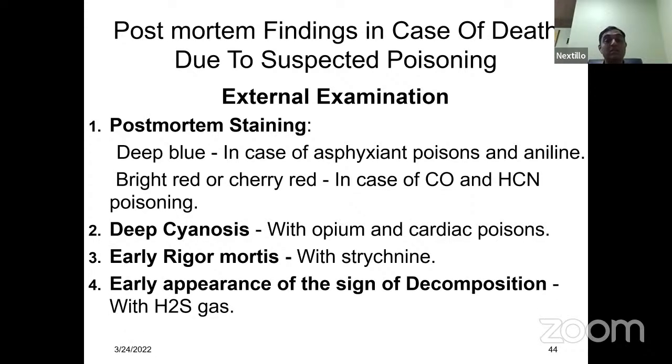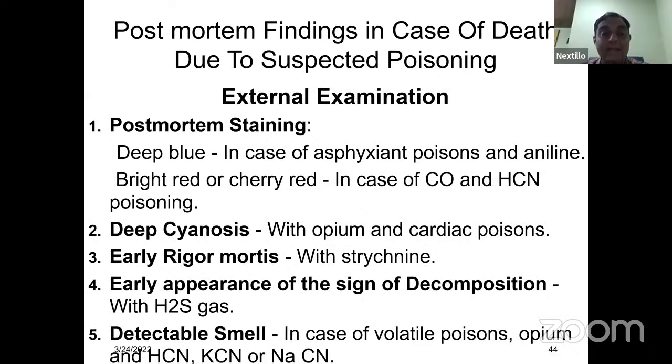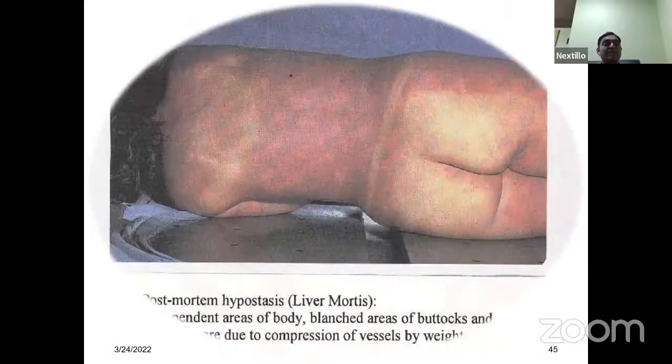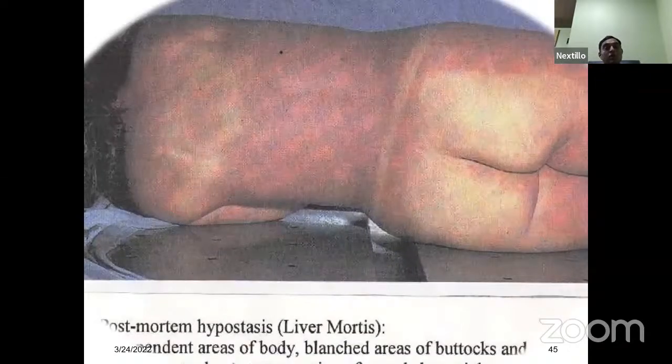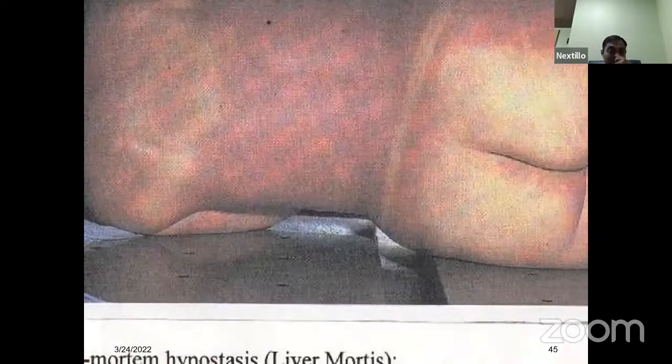Early appearance of the signs of decomposition, mostly that happens with H2S gas. And detectable smell in case of a volatile substance like opium, hydrogen cyanide, potassium cyanide, sodium cyanide, which may be very easy to detect with the smell. This is just an example of postmortem hypostasis, and this is how the color changes may happen according to the level.